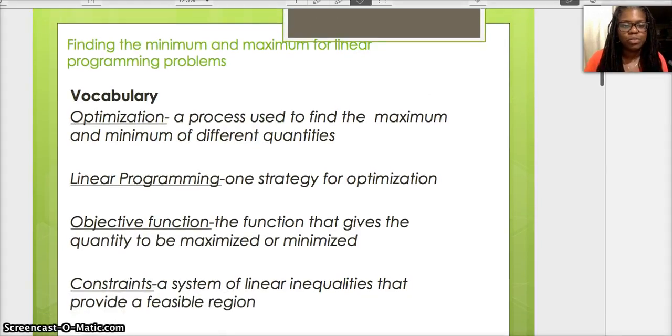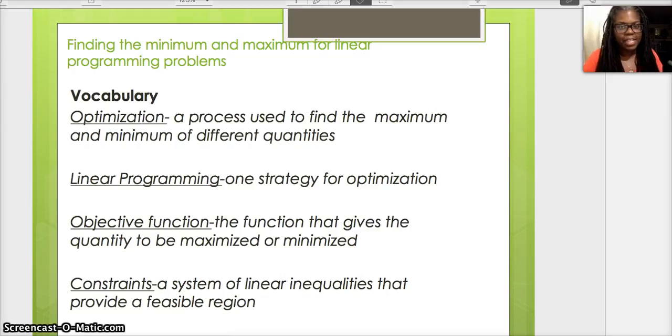So let's begin. Because we never actually covered the concept called linear programming, I'm going to ask you guys to think about or to conceptualize with me some vocabulary words. One word that we're going to use is optimization, and basically that's going to refer to a process used to find a maximum or minimum for different quantities. And that sounds a little vague.